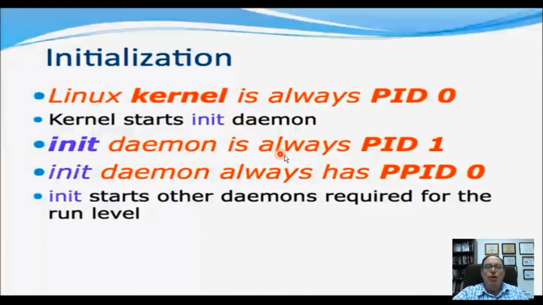The init daemon always has a PID of 1, and that again is assigned by the operating system. The init daemon always has a PPID of 0 because it is always started by the Linux kernel. The init daemon starts all other daemons required for whichever run level you choose your system to boot up into.